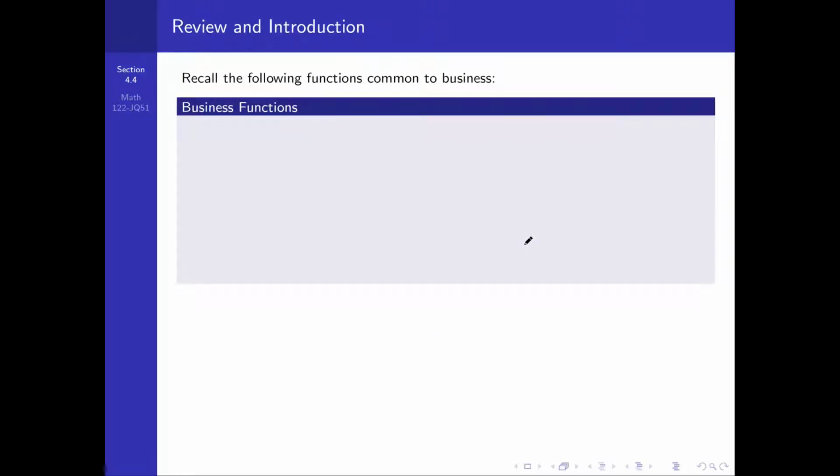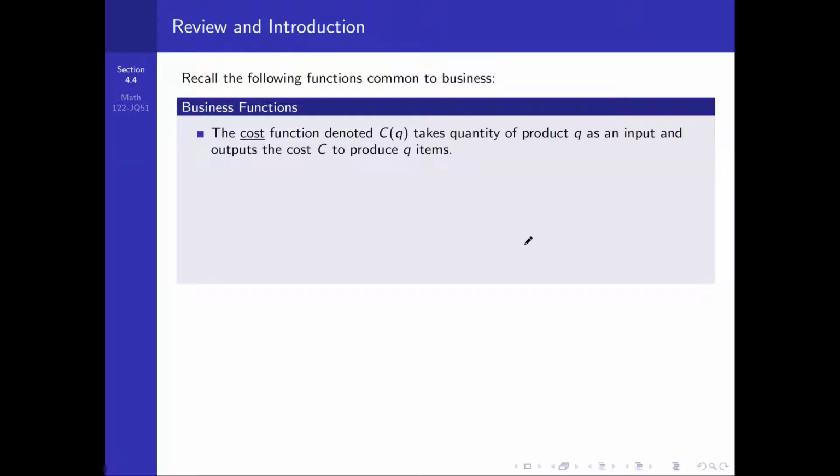So before we get going, it'd be good to review these different business functions that are going to show up in the lesson for today. All of these business functions are functions that you've seen before, but I thought it'd be good to remind you of them. So the first one is the cost function, which we denote by C of Q, and this function takes the quantity of product that's being produced as an input and outputs the cost C to produce that number of items, so Q items.